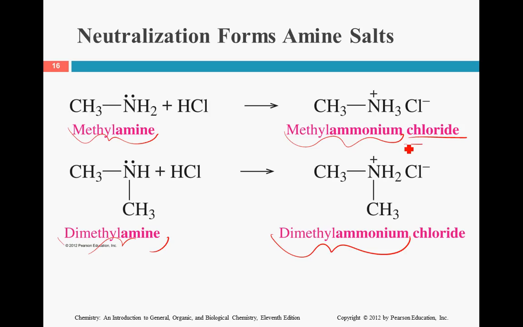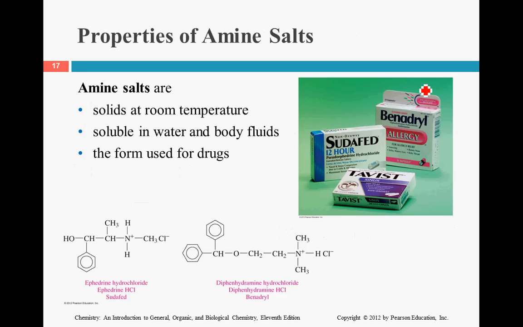After that, you're just going to say what the anion is, so this negative part that's in there now. So that's a chlorine, so that becomes dimethylammonium chloride. Methylammonium chloride. And that's what's making it a salt, a plus and a minus interaction. So amine salts are actually used on a regular basis.